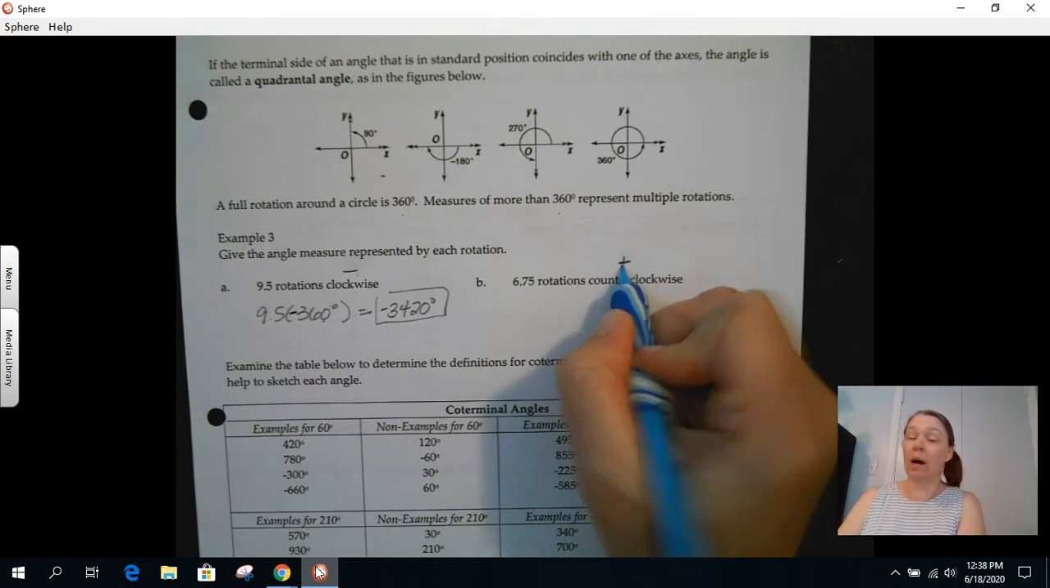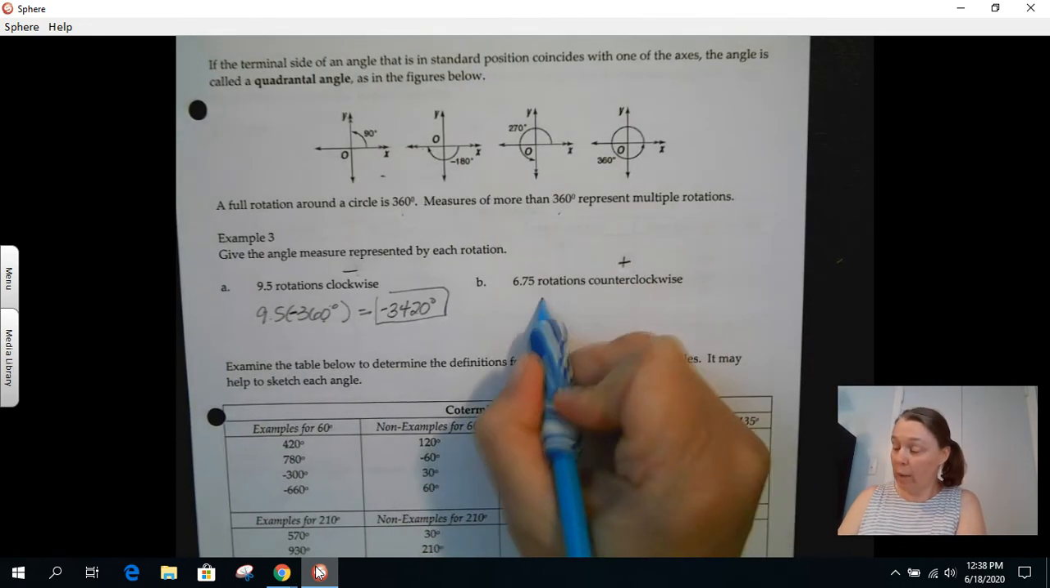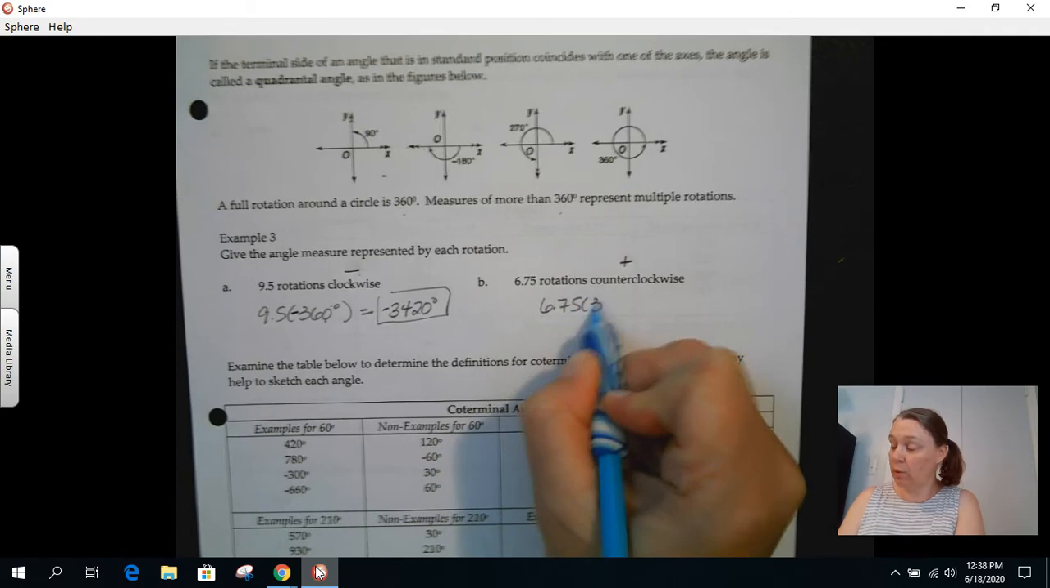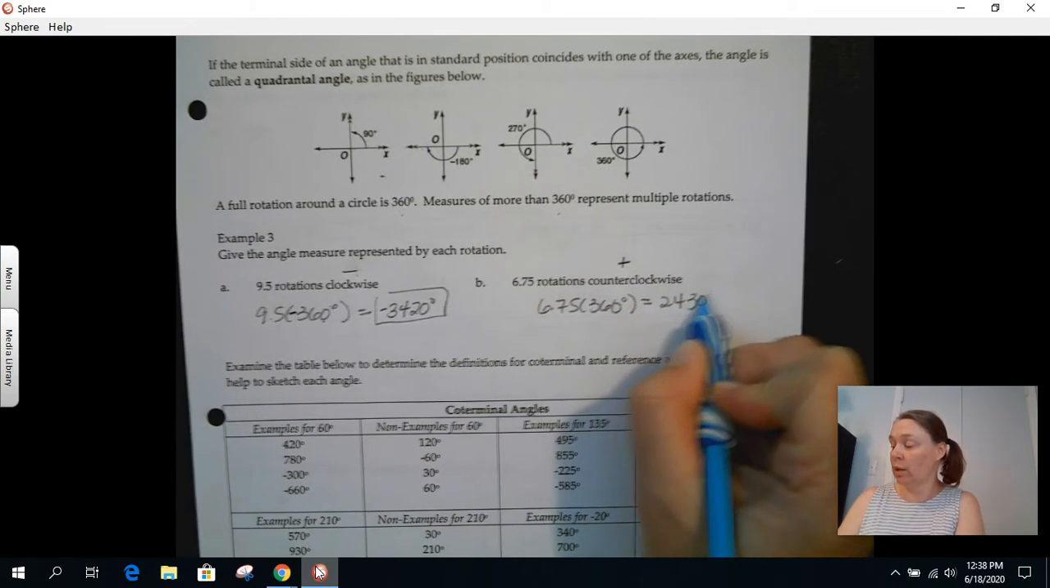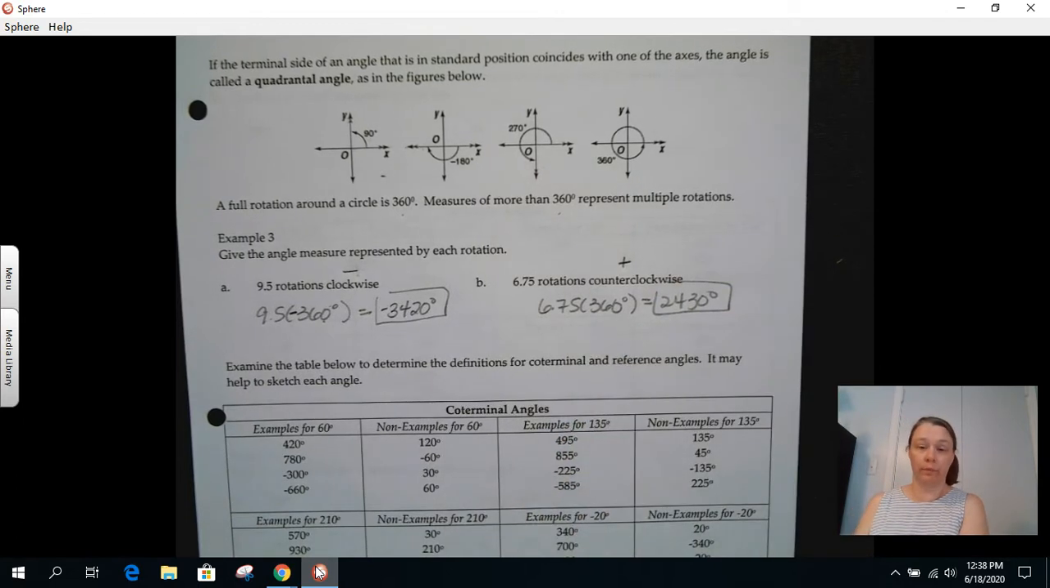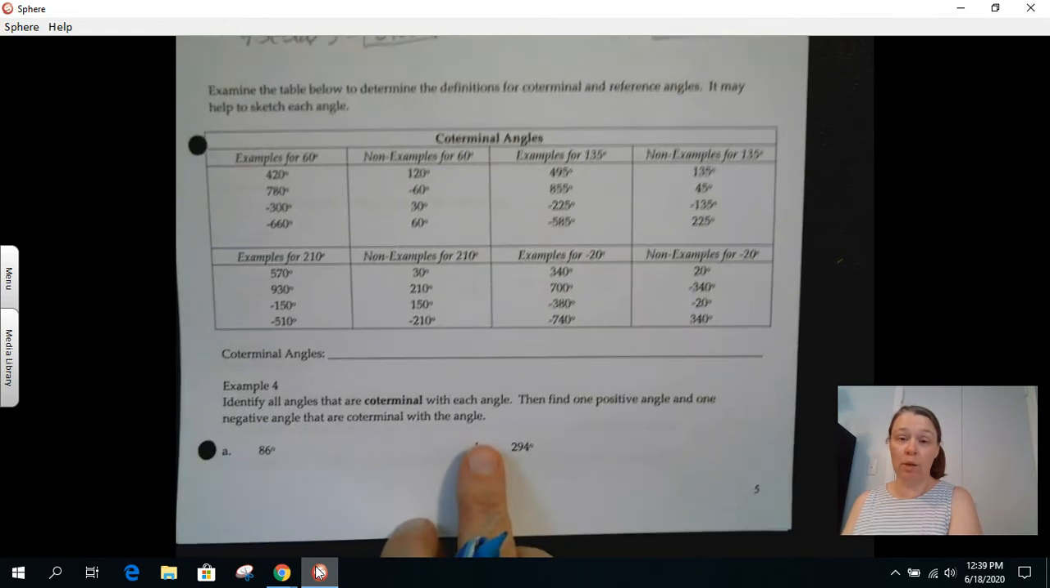Counterclockwise is a positive rotation. And again, we would just do 6.7 times 360 degrees. Multiply and get 2,430 degrees. And so sometimes you might be given something as rotations, but you really need it in degrees, and that's how you would get it there. All right. So next, we're going to talk about some special relationships with angles.